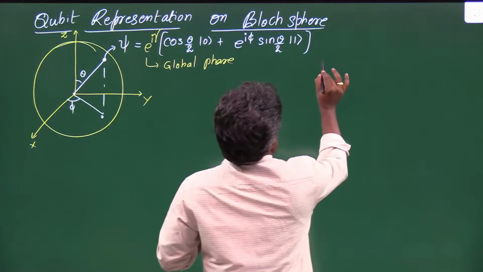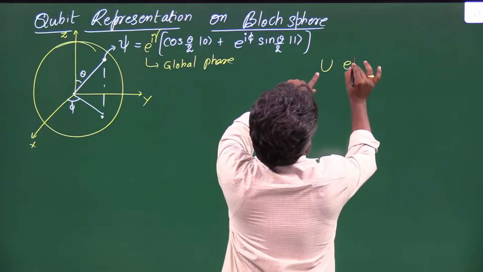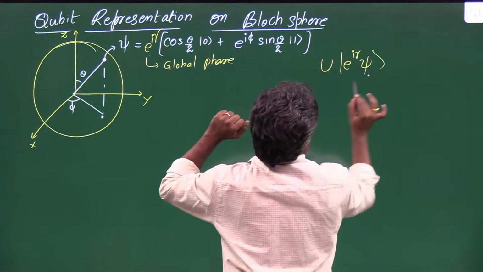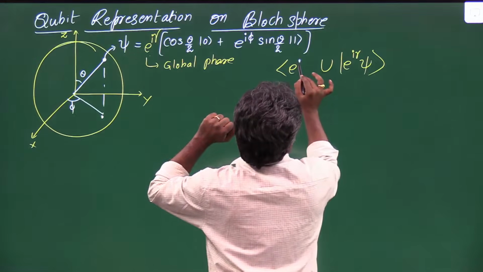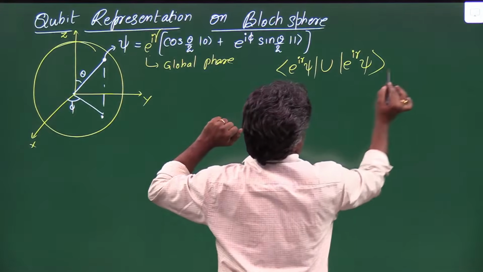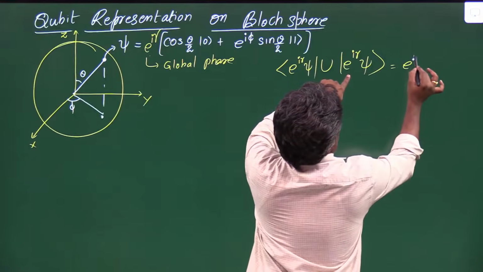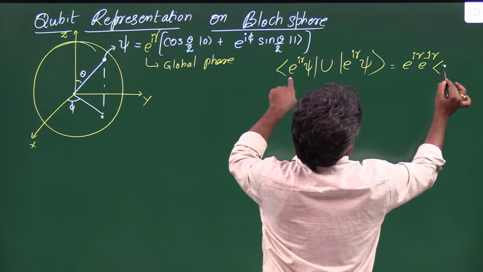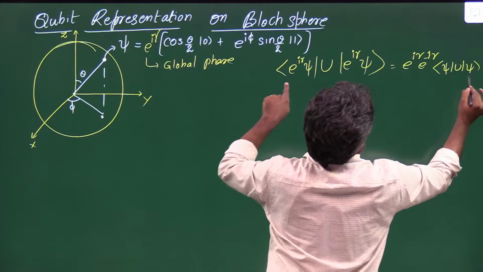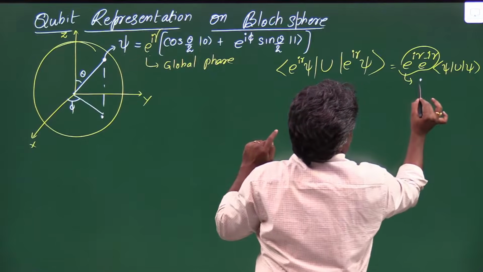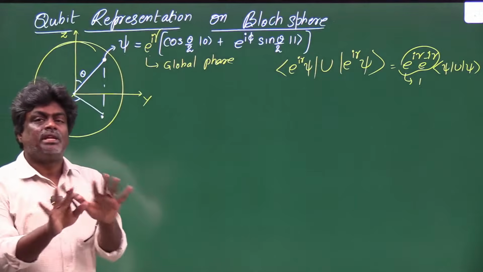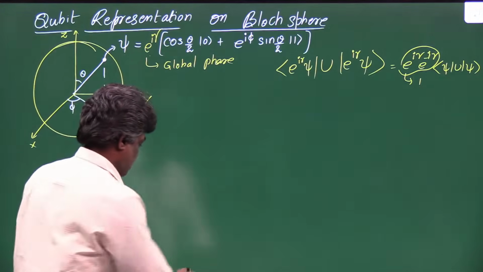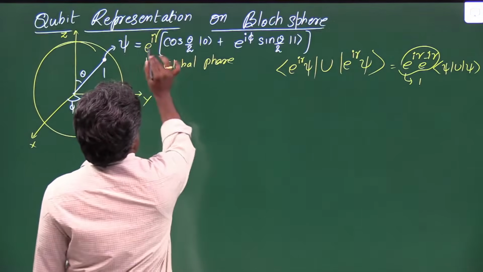What I am saying is, when you operate U on e raised to I gamma times some state psi, this is the ket. And again on the bra side, this will be e raised to I gamma, this will be e raised to minus I gamma, and again it becomes psi U psi. That's why this is always 1. So there is no significance for the global phase for unitary operations. Right, good. So that's why we are not taking this, sir.